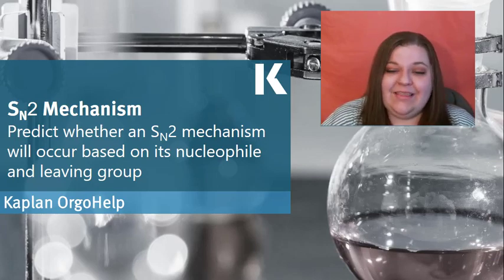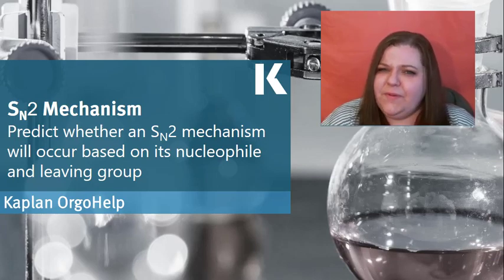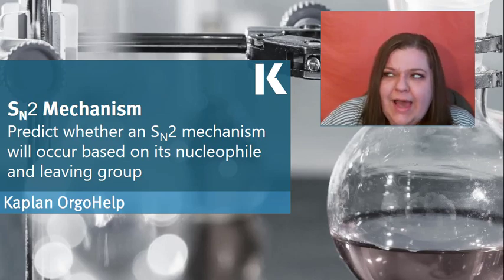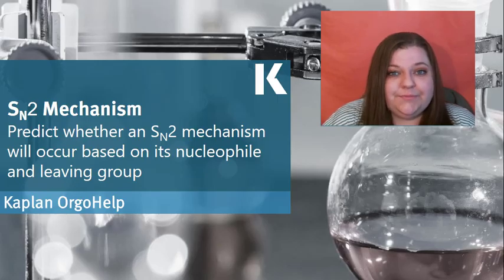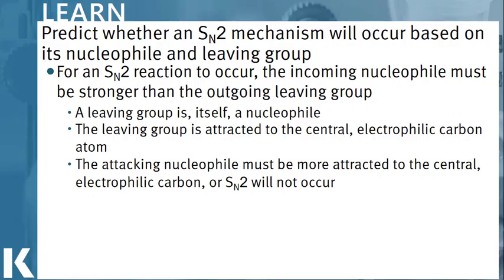Hi, I'm Lauren White. In this lesson, we'll talk together about how to predict if an SN2 reaction will actually occur based on the nucleophile and the leaving group. All right, we need to start by thinking about why an electrophile might be willing to substitute in a new nucleophile in place of the leaving group it currently has.